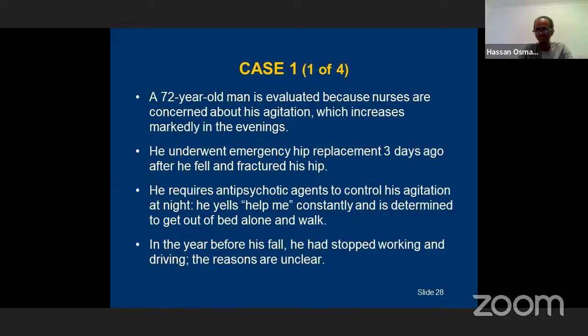So, quick cases. Hopefully I didn't go beyond the time. So you can read the cases.